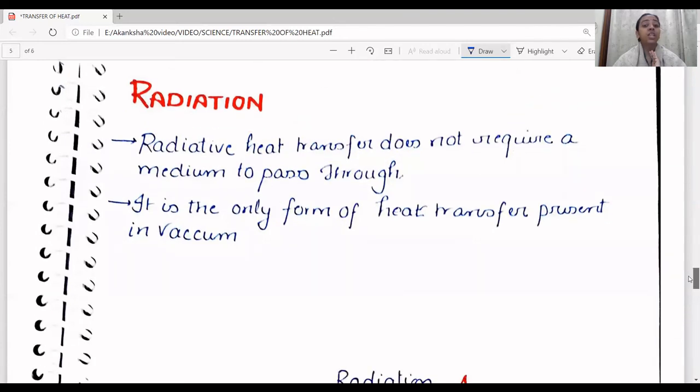Now, moving to radiation. Radiation is the heat transfer that does not require a medium, right? It does not require fluid, it does not require utensils or objects to transfer heat. It is the only form of heat transfer that is present in a vacuum.